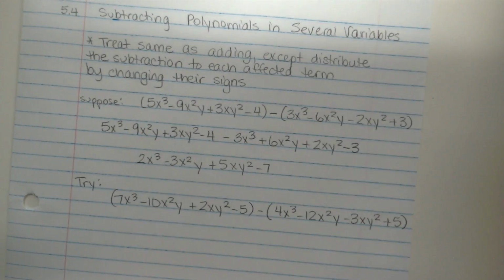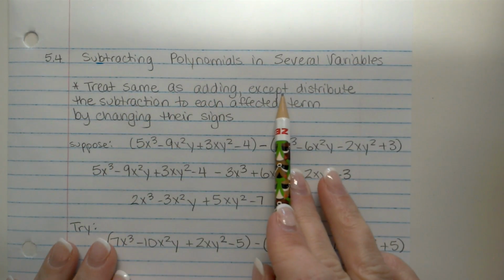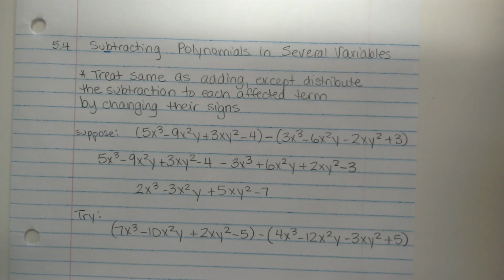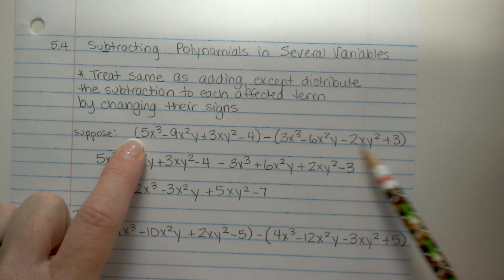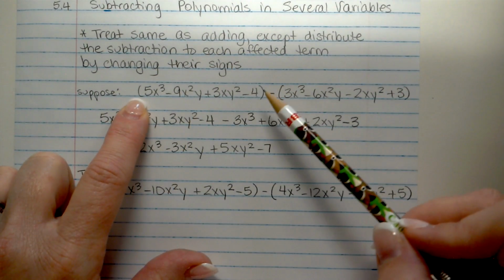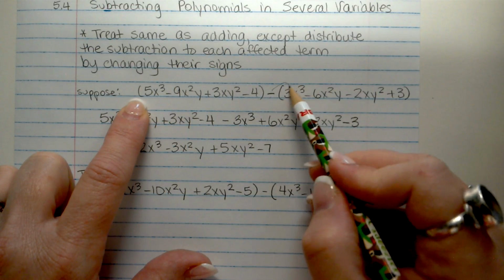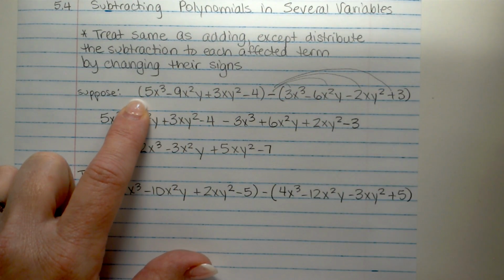All right, let's talk about subtracting polynomials. It's similar. It's like adding negatives. You treat it the same as adding. The difference is you're going to distribute the subtraction out to each affected term and change their sign. For example, this first polynomial is subtracting the second polynomial. So what you need to do is get rid of this negative sign, this minus, by distributing it to each part of what is affected. That means everything afterwards, okay?